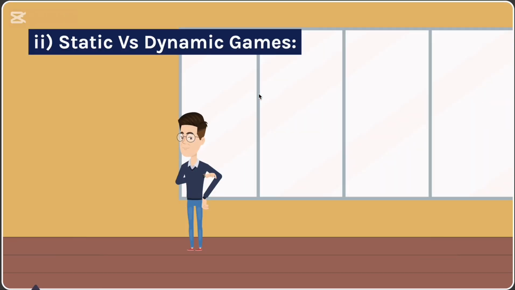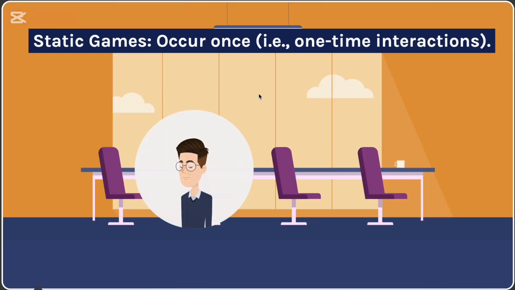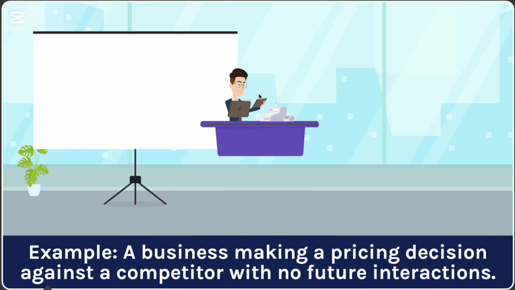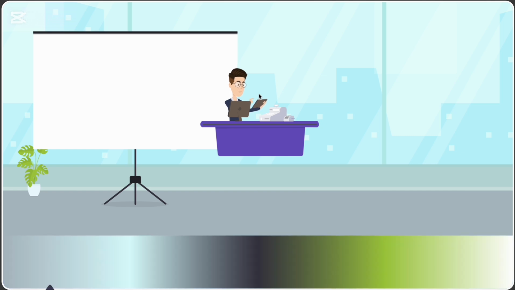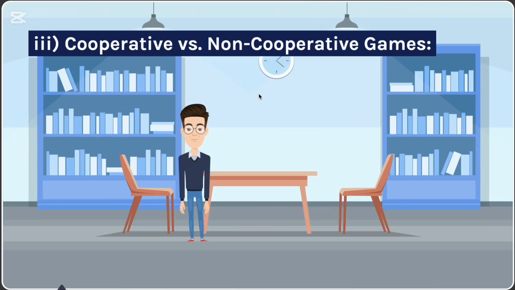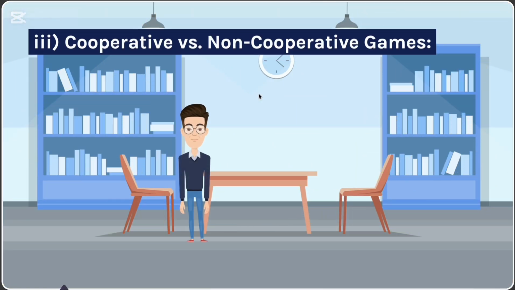Static versus dynamic games. Static games occur once, that is, a one-time interaction. Example: a business making a pricing decision against a competitor with no future interactions. Dynamic games evolve over time and involve multiple stages where players' decisions are affected by past actions, future consequences, and ongoing relationships.